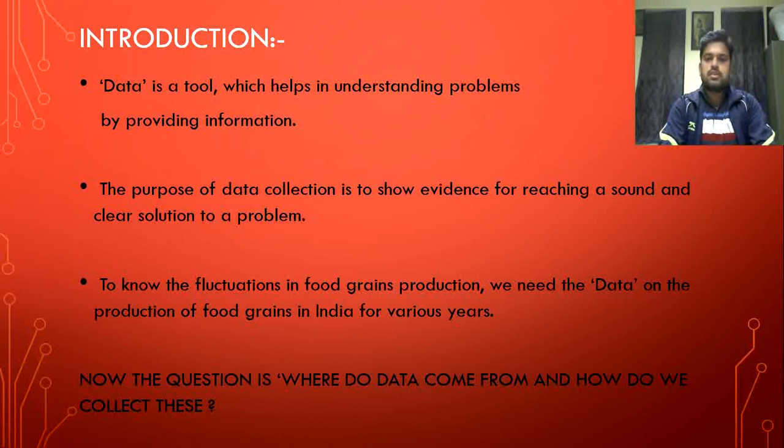Now, to know the fluctuations in food grain production, we need data on the production of food grains in India for various years. Suppose you want to know how much grain has been produced in different years, how will you know? You will go and collect data, then only can you tell the chronology of food grains production in our country or any country.